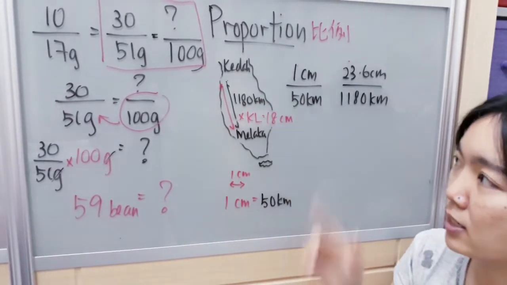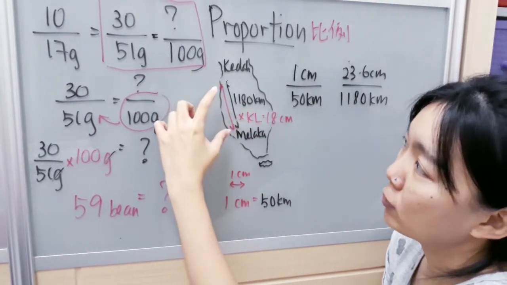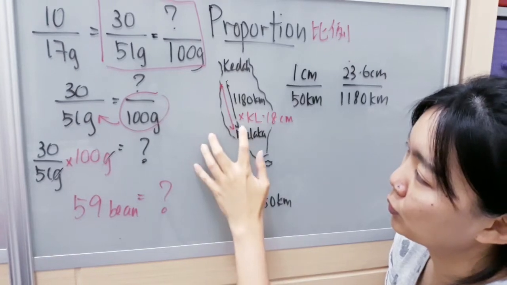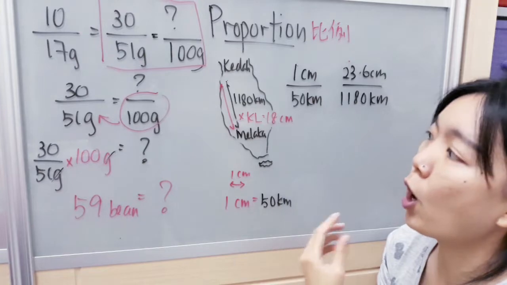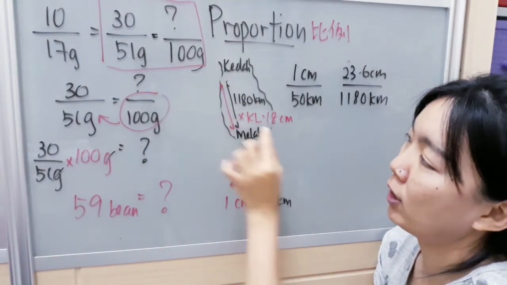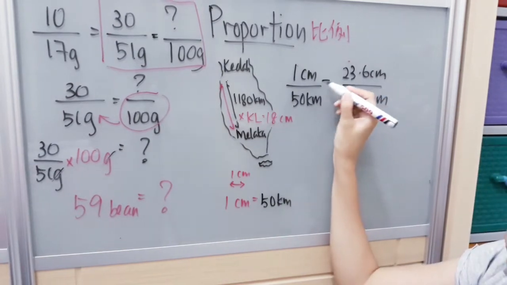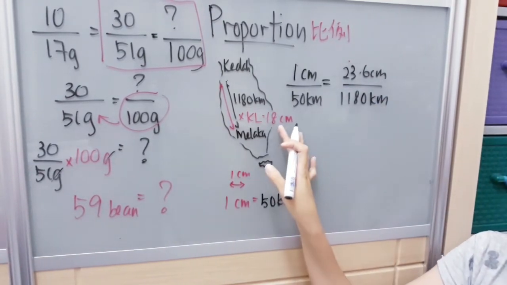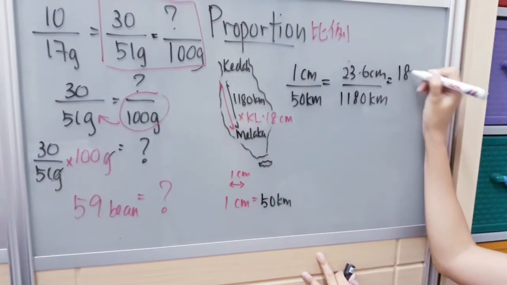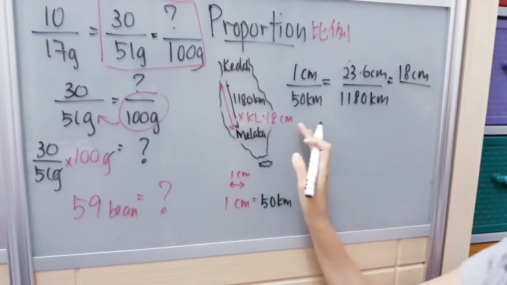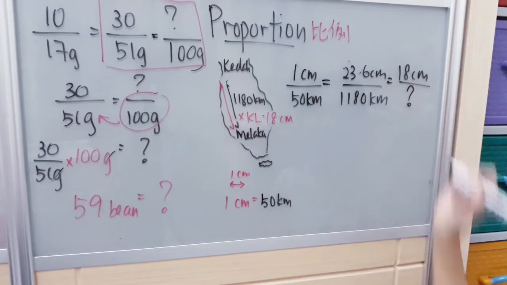Next, in this case, from Kedah to Melaka, let's say I want to find the real distance between Kedah to KL. I don't know the exact distance, but I know that on the map it shows that from Kedah to KL it is 18 cm. With the proportion that we have here, let's put this down. 18 cm, I'll put cm on top. And what is the exact distance on the road? I'll put a question mark here.